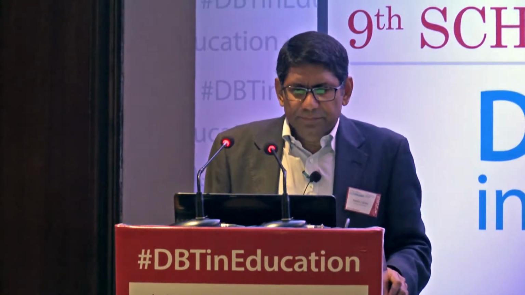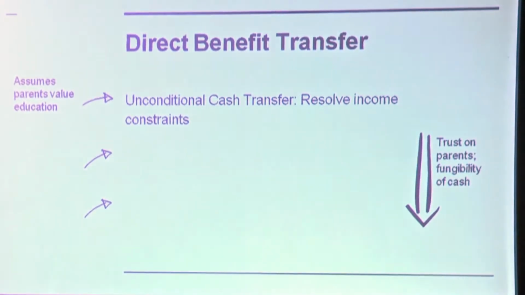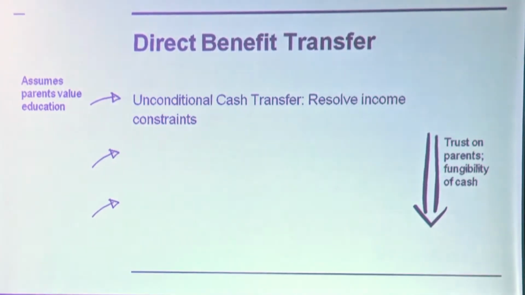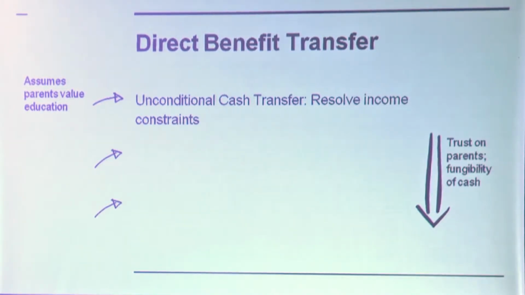So there are 3 different ways you can deliver DBT. One is unconditional cash transfer. Of course, here you are simply giving cash to parents and hoping that they would use the cash for nutrition, health, and education. It assumes that parents are going to be focused on education as a value for themselves and their families.